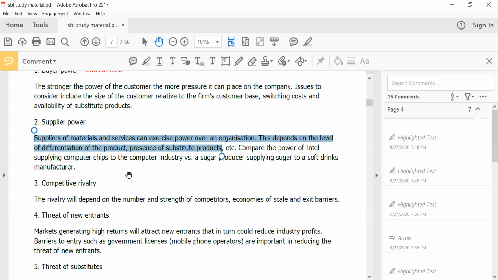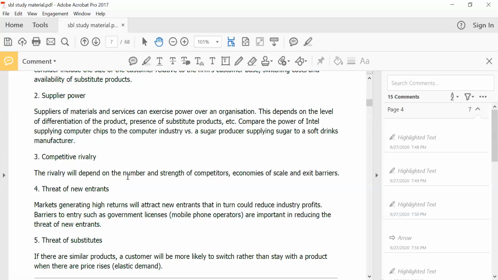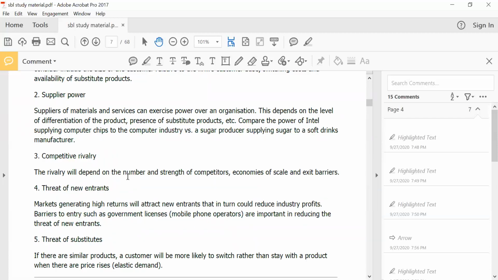Let's move on to competitive rivalry. The rivalry would depend on the number and strength of competitors, economies of scale, and exit barriers. There are instances where, as you exist in business, you have a lot of competitors. These individuals are meeting you boot to boot. It becomes very complex, very difficult for some businesses to exist. They would have to record maybe low revenue, and the low revenue may take them out of business.